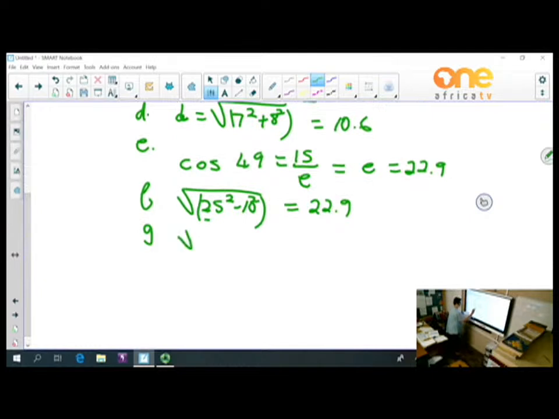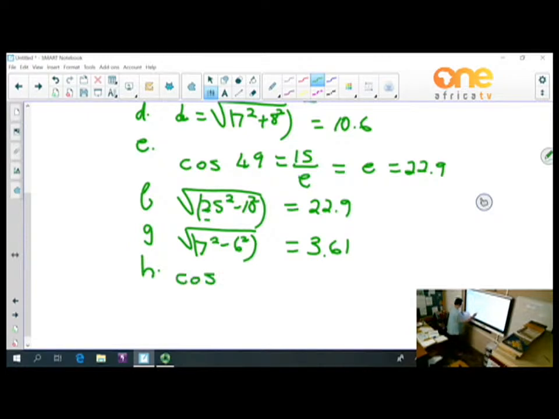Again, it's Pythagorean. So 7 squared minus 6 squared. We've been looking at that now. By now, this should be very easy for you. 7 squared minus 6 squared is equal to 3.61.